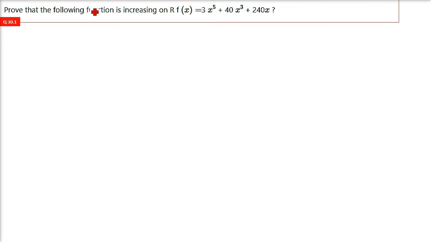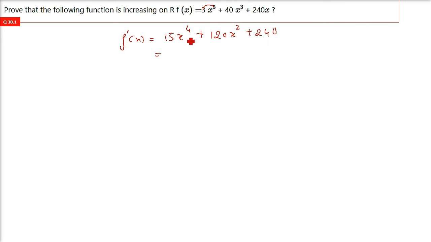Now prove that the following function is increasing on R. There are certain editions where you will not find this question. There are other questions also which are added somewhere, and not there. So the basic questions and the idea remain the same. We have f(x), so we will take the differentiation. It will be 15x^4 plus 120x^2 and then 240.